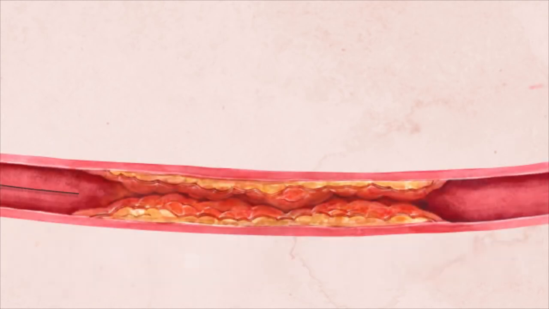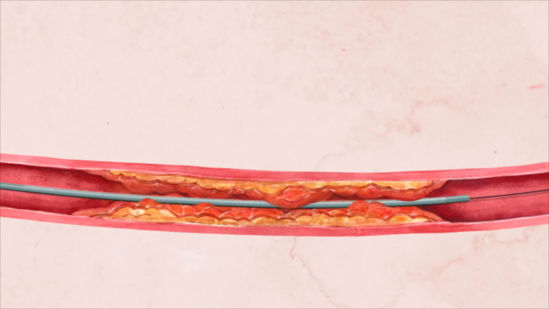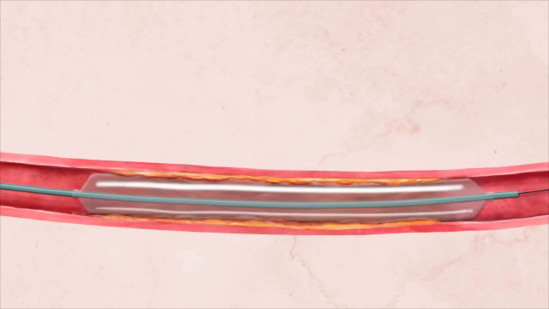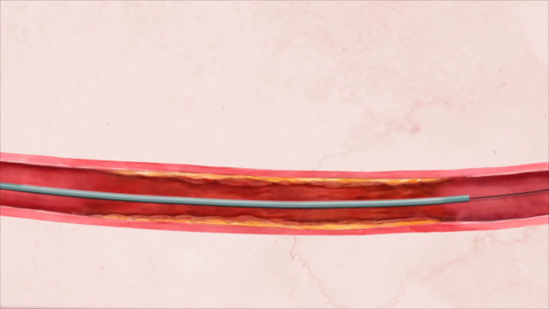The wire is then advanced to the area of blockage, and your doctor will cross the blockage with the wire and a catheter. Once the wire has successfully crossed the blockage, a deflated balloon is advanced over the wire to the site of the artery occlusion. When the balloon is inflated, it opens the blocked artery and restores blood flow. The doctor collapses the balloon and removes it completely.